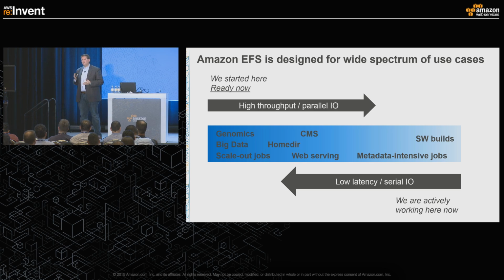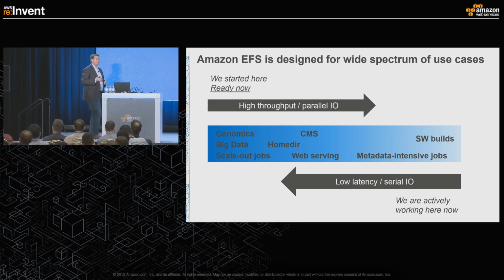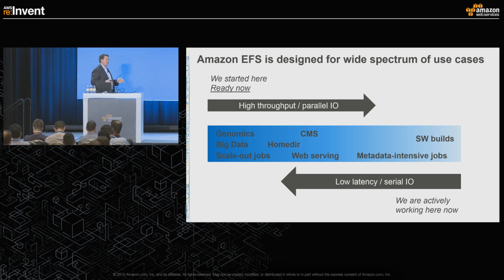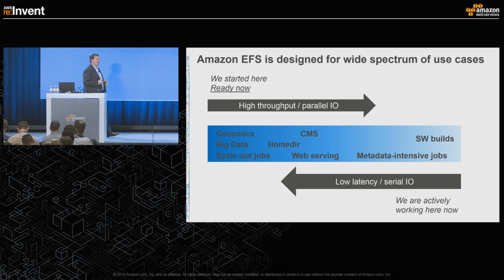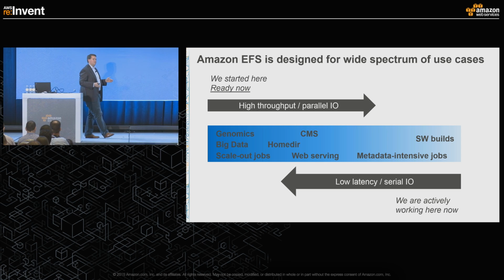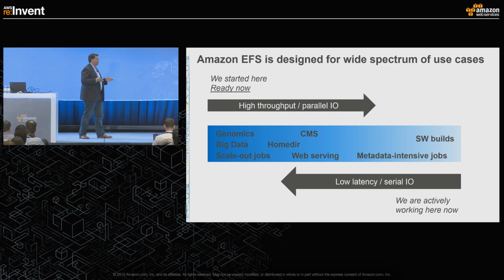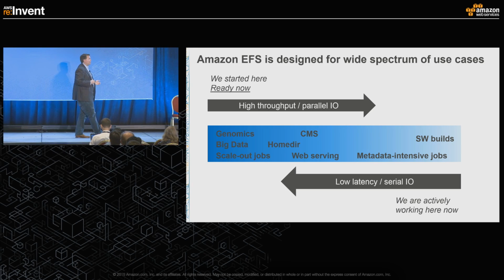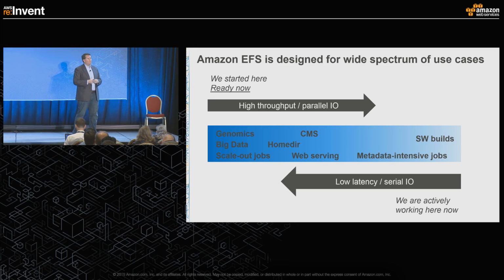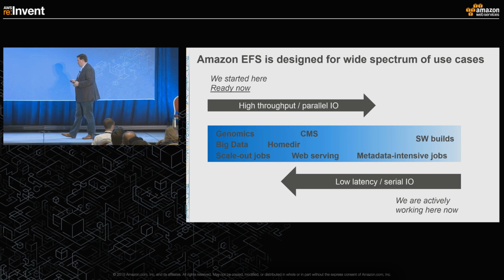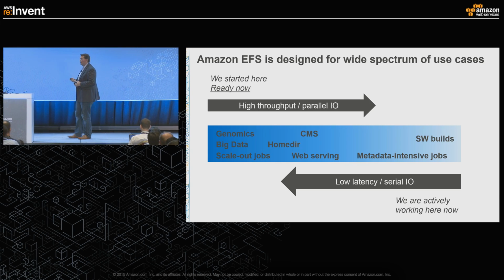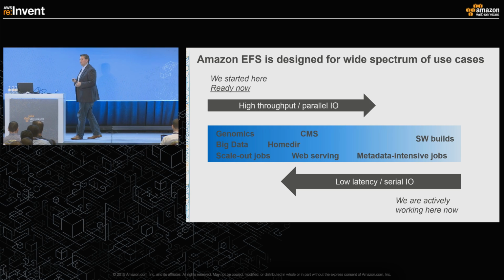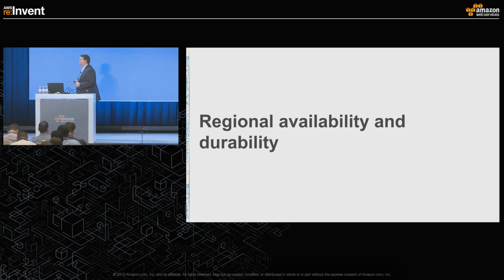So when you think about EFS, think about it for a wide diversity of use cases, those that are appropriate for large block, large sequential, what you might historically have defined as scale-out jobs. But also think about it for low latency, serialized I/O workloads, things like software builds and metadata-intensive operations. We're ready now at the very high end and the very apex part of the problem. We're actively working to deliver the capabilities at the other end of the spectrum, and you'll see us continue to deliver more and more job types during the preview period, which is going on right now.